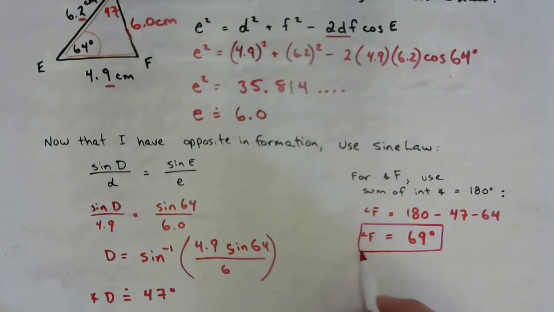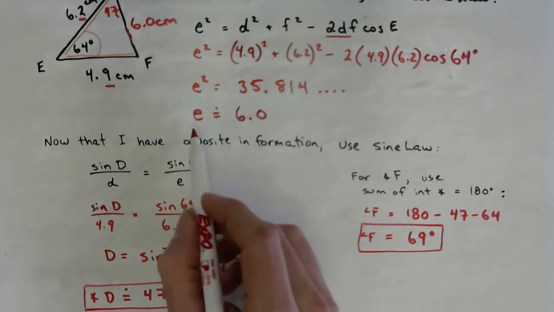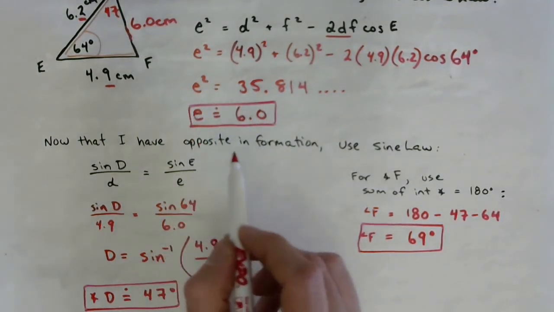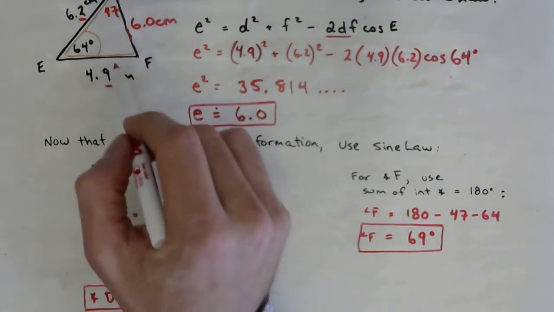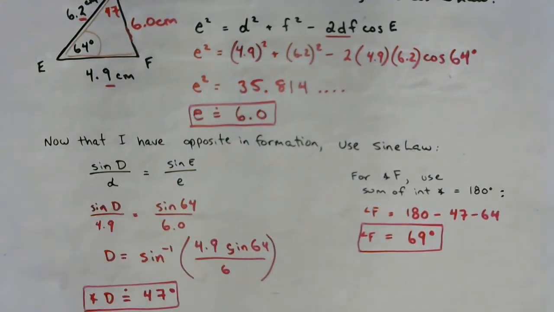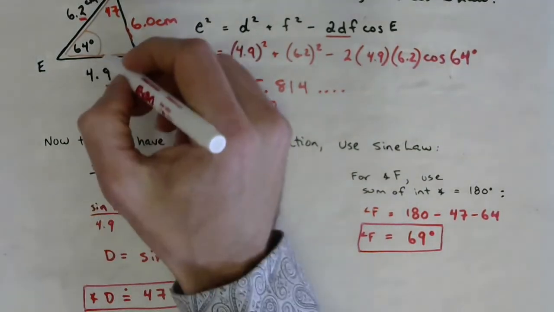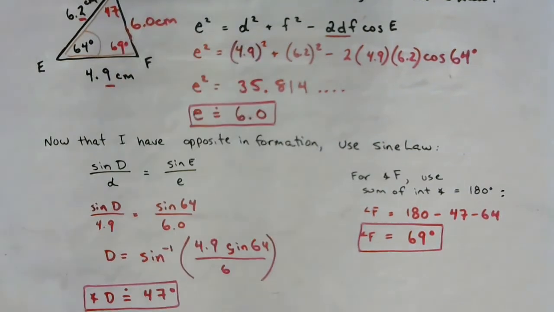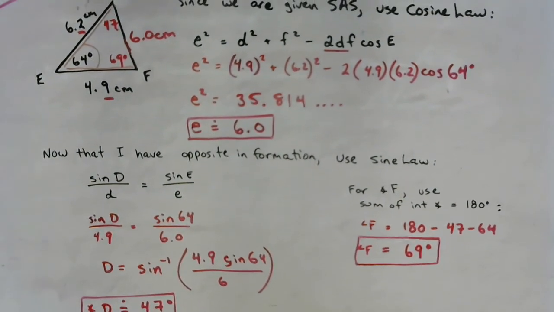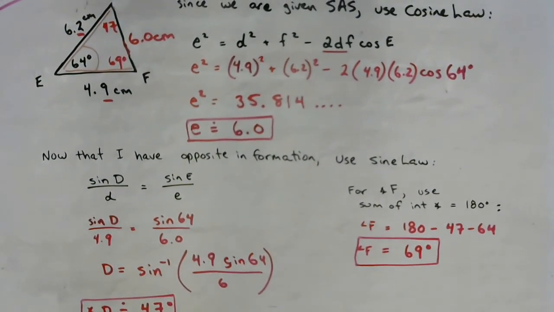Because I was asked to solve the triangle, I'm going to box all the information that I found out. 3 pieces of new information, 3 pieces of information already given. I'm done. I've solved this triangle. I could fill in the rest of my diagram, which I just need to add my last angle. And we're done. Not too hard. You use it when you can't use anything else, when you're in a side angle side situation.